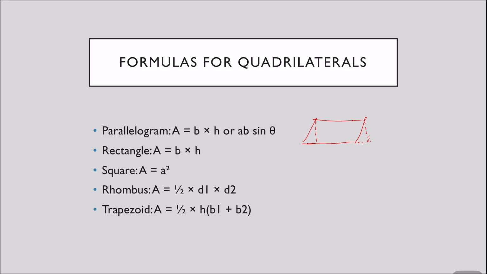Then for a rectangle, definitely it's just base times height. And then for a square, it's a squared, whatever a is your edge or side, since they are all equal throughout. Then for a rhombus, you can have the area by multiplying 1/2 by diagonal 1 and diagonal 2. Then for a trapezoid, it's 1/2 times the height times the sum of base 1 and base 2. Base 1 and base 2 refer to the parallel sides of a trapezoid.